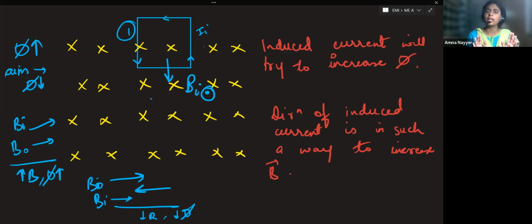Lenz's law will be over by now. This is the last thing in Lenz's law. We'll start with motional EMF. That's why I'm saying pay a little attention over here.